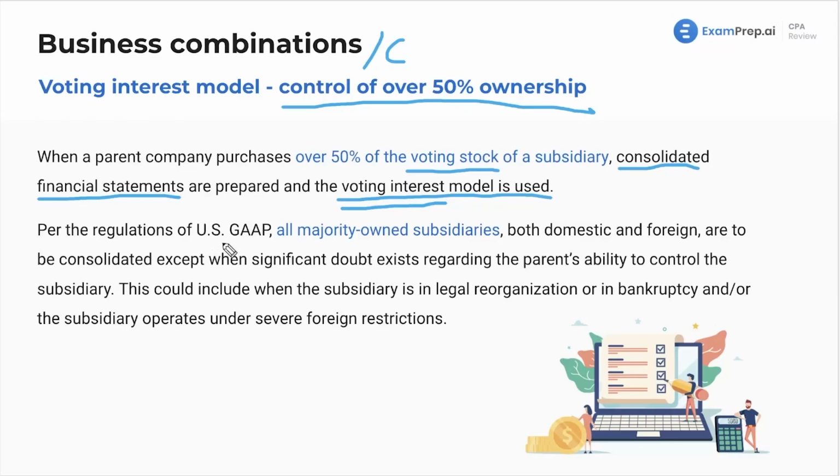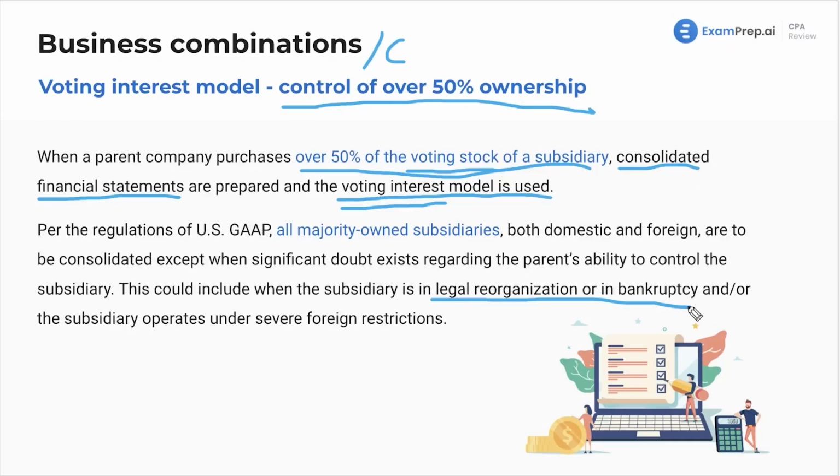Per the regulations of US GAAP, all majority owned subsidiaries, both domestic and foreign, are to be consolidated except when significant doubt exists regarding the parent's ability to control the subsidiary. In this case, it may be downgraded to equity or just not included, right? Remember, in equity, we have the cost method and the equity method. Cost method is when you don't have significant influence. So this could include when the subsidiary is in legal reorganization or bankruptcy, right?